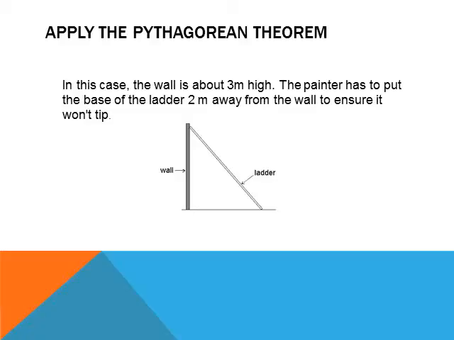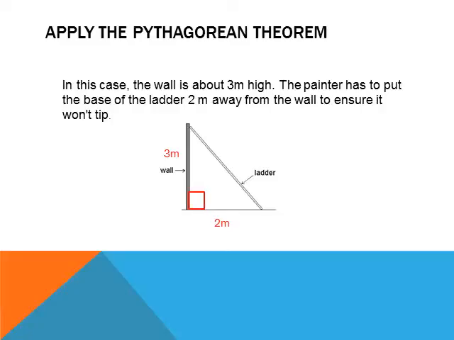Well, in this case, you need to know at least 2 of the side lengths. So here I am giving them to you. The wall is about 3 meters high. The painter has to put the base of the ladder 2 meters away from the wall to ensure it won't tip. The other thing you need to know is which side of this triangle is the hypotenuse.